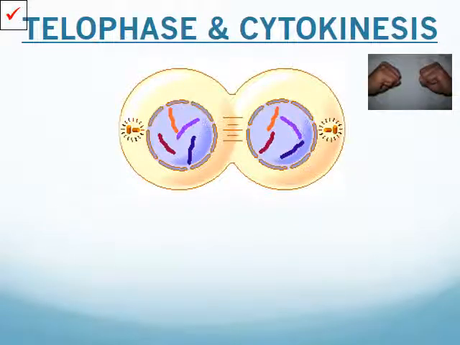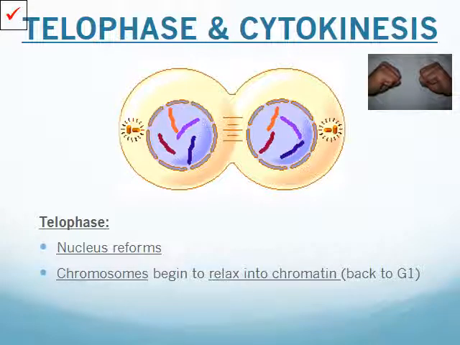During telophase and cytokinesis, with telophase, our nucleus starts to reform. So as you can see, the nucleus is starting to reform itself on both sides of the cell. And the chromosomes will then relax back into chromatin. So they'll go from these nice and condensed forms back into these squiggles that you'll be seeing here. So they return back to the G1 phase.